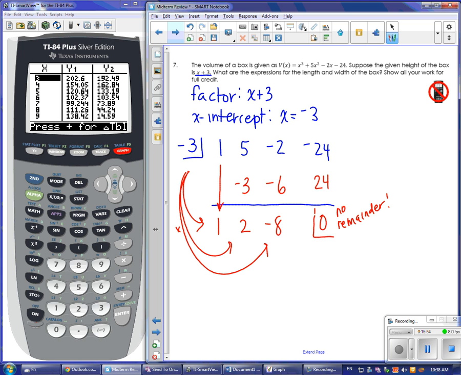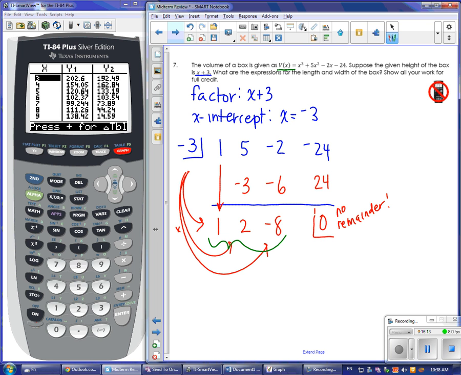So I know that x plus 3 is a factor. So that means I know it's one of the dimensions, but I was told that. I was told that it's the height. So now I'm left with these 3 numbers. It's important that you understand what those 3 numbers mean. Well, think about what we started with.